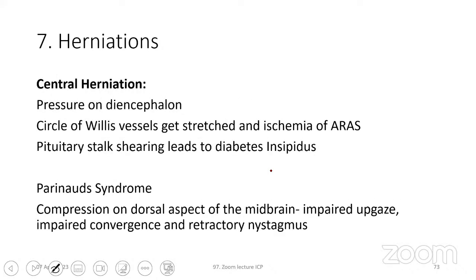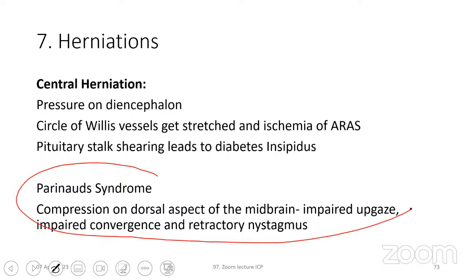In central herniation, pressure is on the diencephalon. The circle of Willis vessels will get stretched, with ischemia all around the circle of Willis. Pituitary stalk shearing leads to diabetes insipidus here. Compression on the dorsal aspect of the midbrain causes impaired gaze, impaired convergence, convergence-retraction nystagmus. These are features of Parinaud syndrome, which is seen in central herniations.